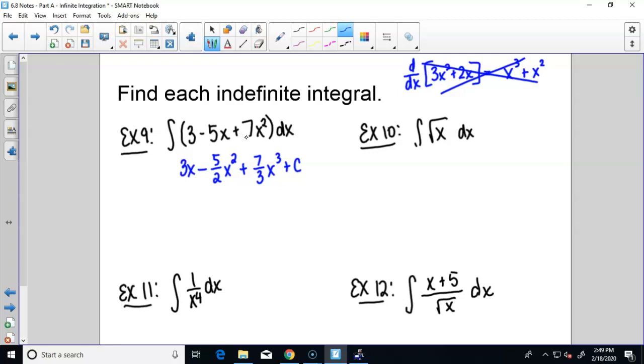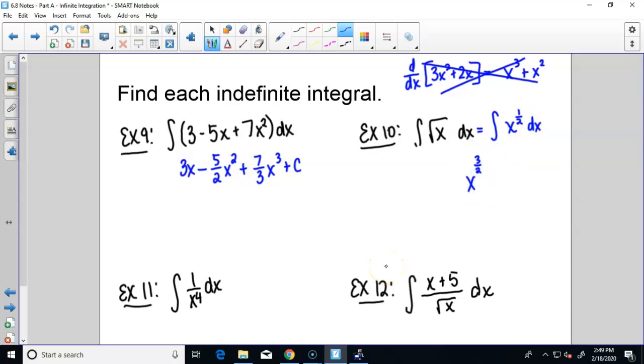Okay. The next 3 are just a little bit trickier because you've got some fractions and some negative exponents. So this one, first of all, let's think of this not as the square root of x, but let's think of it as x to the 1/2 power. So if we're using that rule, we are going to add 1 to our exponent. So when we do 1/2 plus 1, we are going to get 3/2.